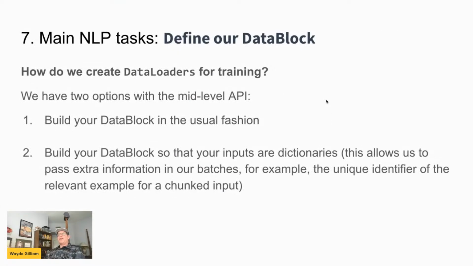Okay. So we have a pre-processed data set, and now we are going to build our data blocks just like normal. And we have two options here with question answering: we can build our data blocks in the usual fashion, so use the standard fastai bits, the item getter or column reader for our get X and get Y. But remember, if we chunked our data set and one example is now chunked into, let's say, 5 chunks, when we do question answering we want to build our metrics.